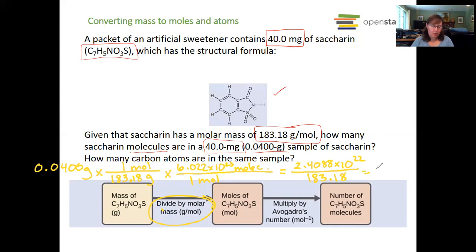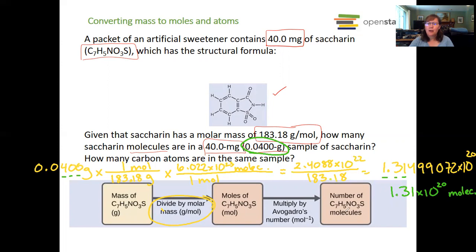Okay, so I divide that number by 183.18. And what I get is 1.3149972 times 10 to the 20th. Okay, and I can see here though that, see this right here? This is my known or my given, and in it I have 3 significant figures. So my overall answer here can only have 3 significant figures in it. So we get 1.31 times 10 to the 20th, and that's molecules of saccharin.